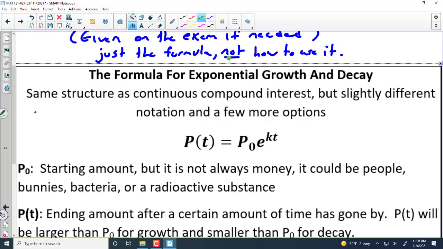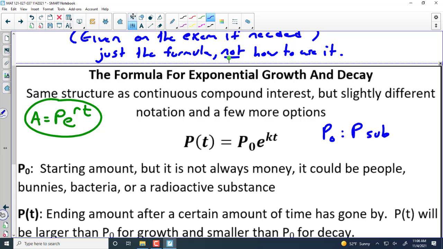If you remember that, that formula looked like this. That was the PERT formula. Do you remember that one? And this formula is actually very, very similar to that in many ways. It just has a little bit more leeway on how we work with it. So it's still got a number in front, which we used to call P as our starting amount. And in this one, I always call that P sub 0. I think physicists have another name for it. I call it P sub 0. And that's still our starting amount.